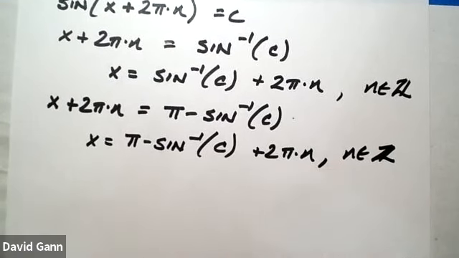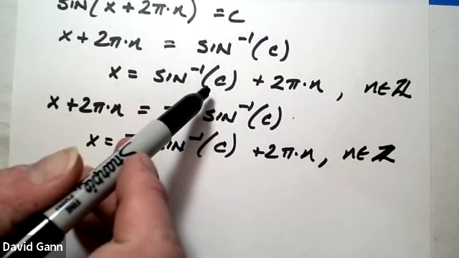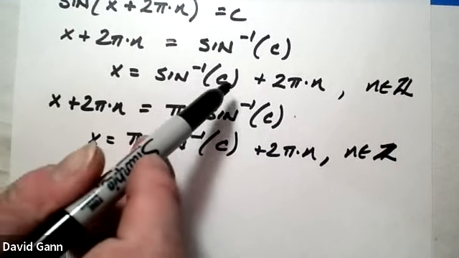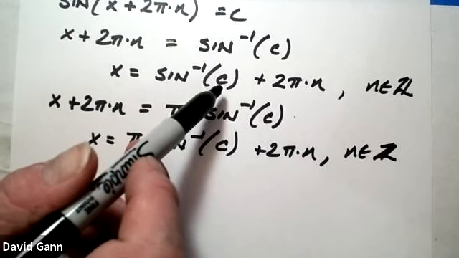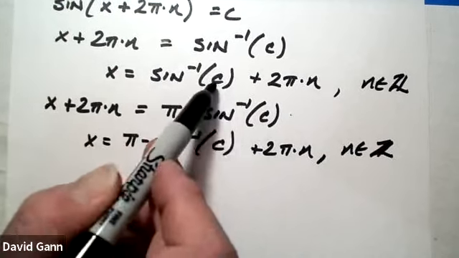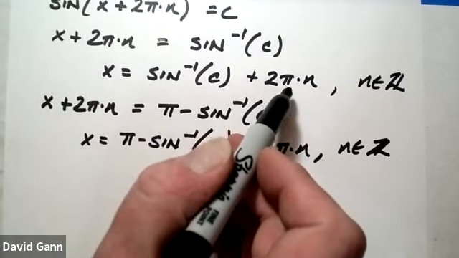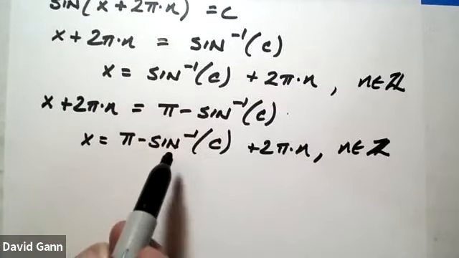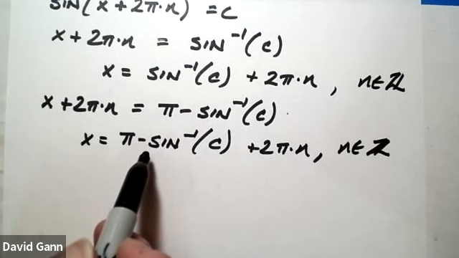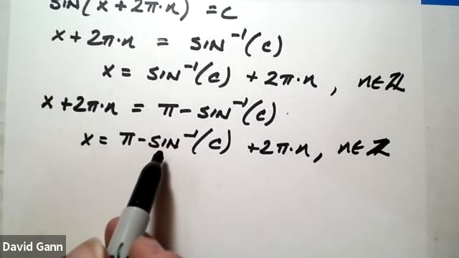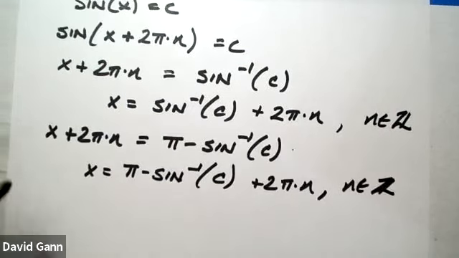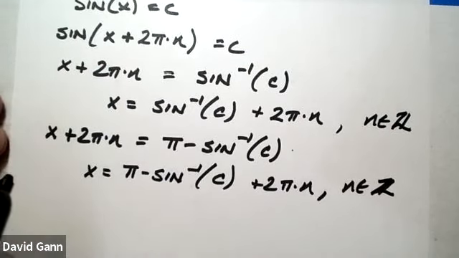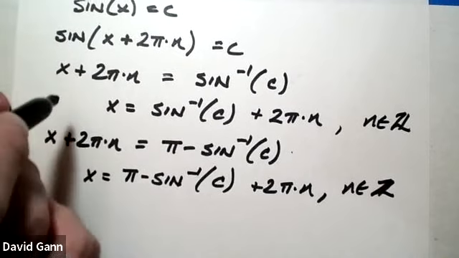So, for example, if c was 1/2, you would have a solution in quadrant 1, which would be pi over 6, plus any coterminal angle to pi over 6. Down here, you'd have the supplement of pi over 6, which is 5 pi over 6 plus 2 pi times n. So when solving these trigonometric equations, this is the first step.